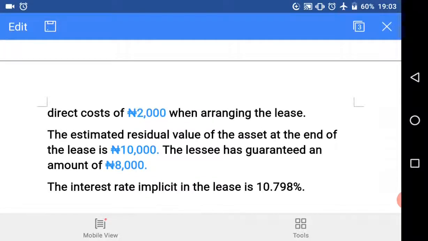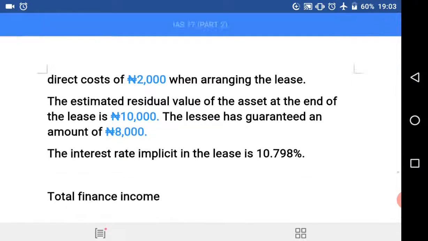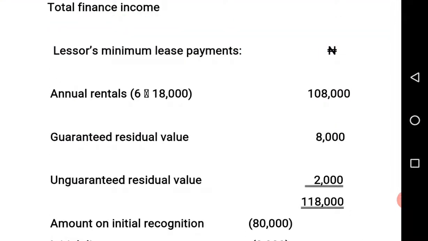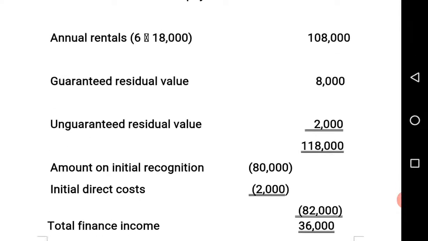Now we were given a total residual value of 10,000, and they told us that out of the 10,000, 8,000 is guaranteed. So we could also say that the remaining part, which is 10,000 minus 8,000, 2,000, is unguaranteed. So for clarity, we split them out here. The guaranteed residual value 8,000, the unguaranteed residual value 2,000 will add it to the annual rentals. Total annual rentals will be 108,000 plus 8,000 plus 2,000, which is 118,000. That's the income on the lease.